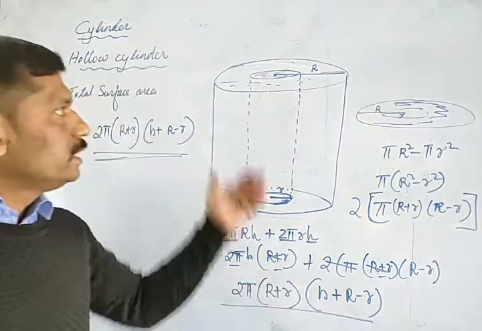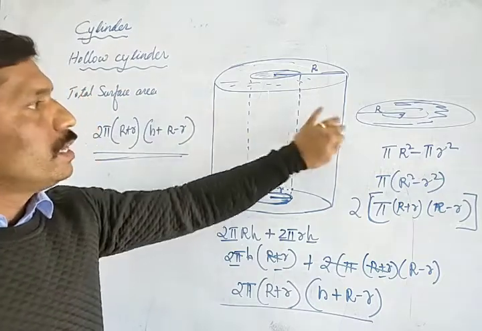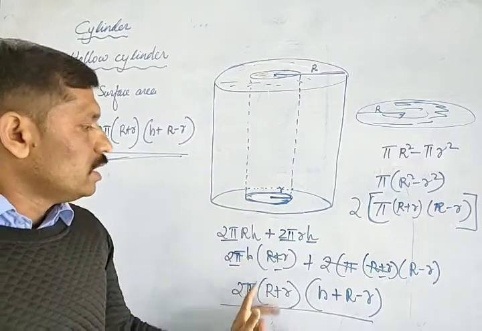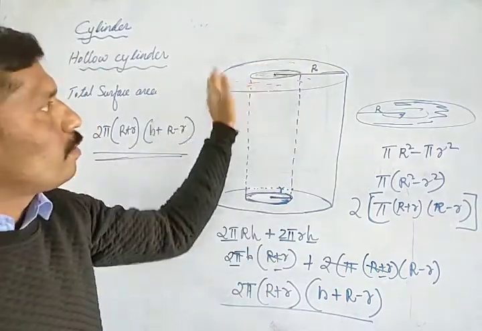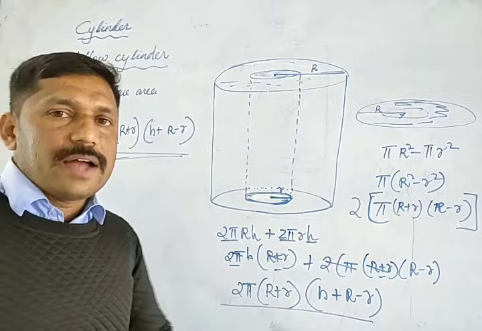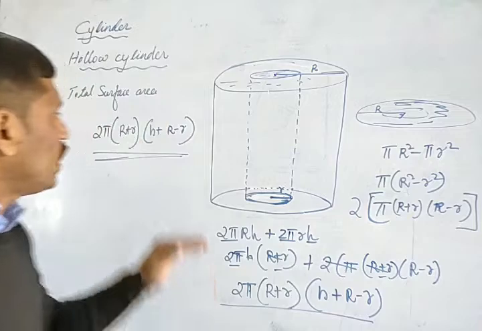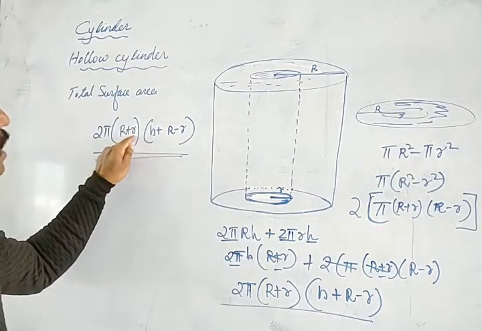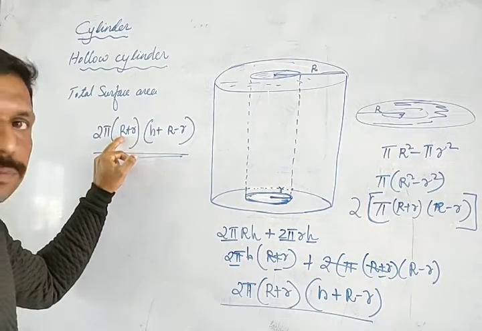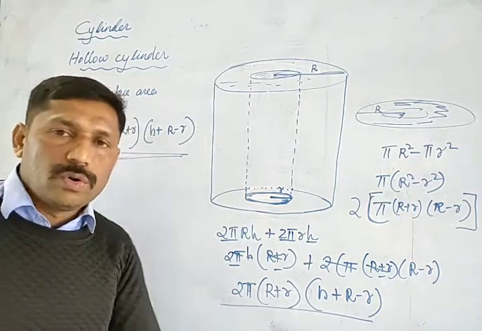In this hollow cylinder, you should understand that the total surface area is the area of the outer curved surface and inner curved surface added together, and next the top flat circular face and the bottom circular face added together. Then we get the total surface area of a hollow cylinder. So study this formula: 2 pi into R plus r into h plus R minus r. Here big R means bigger radius, small r means smaller radius, and h is the height of that hollow cylinder.